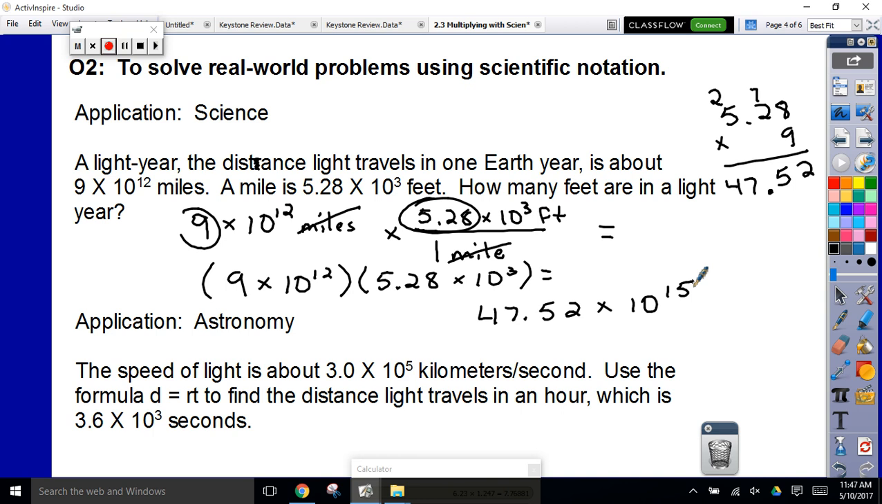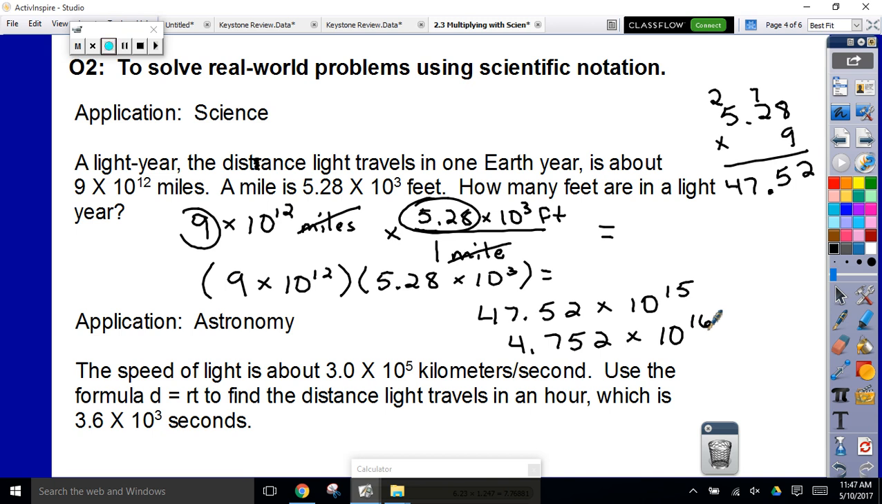Now, let's see. Anna, is this in the correct form for scientific notation? No. Okay, what do I need to change it to? You need to change it to 4.752, and that makes it 10 to the 16th power. Good. 10 to the 16th power.